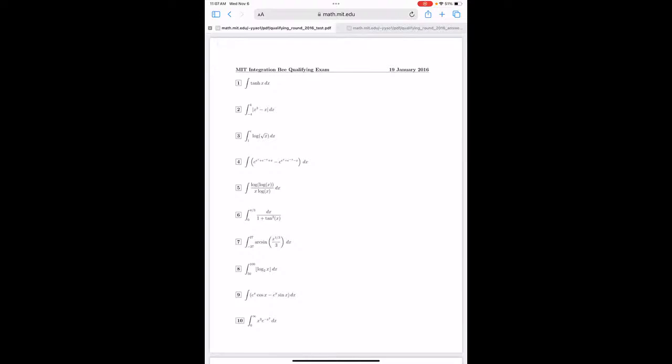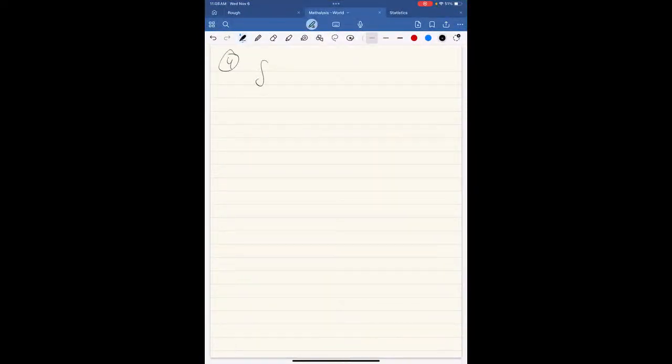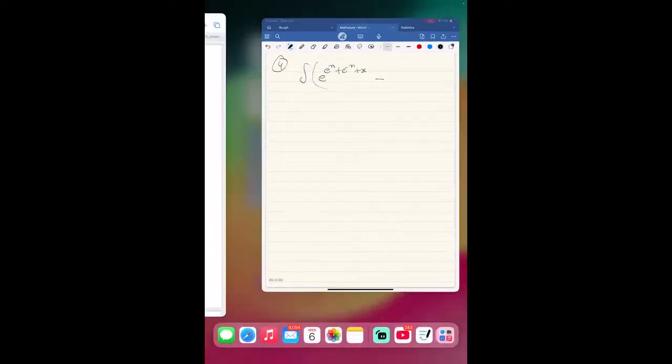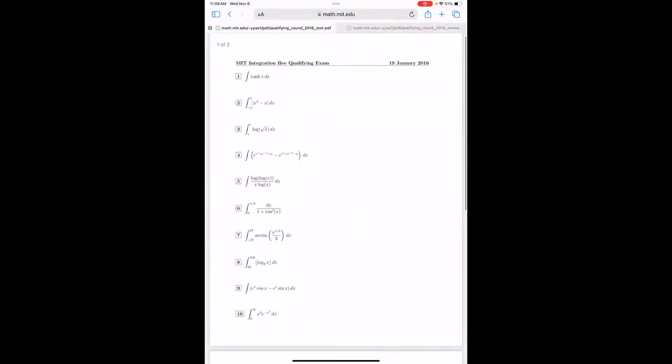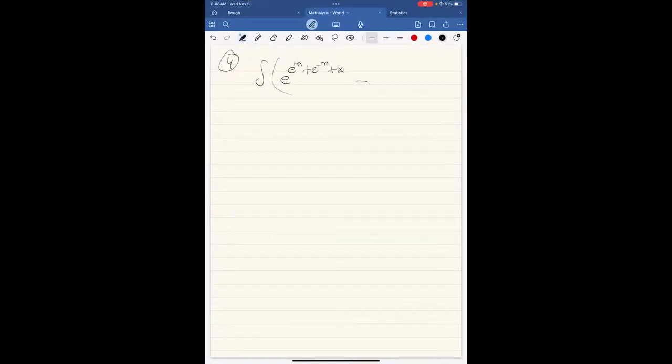Wow, the next question is awesome. Integral of e to the power x plus e to the power minus x plus x, e to the power x plus e to the power minus x. Looks good. Integral of e to the power x plus e to the power minus x plus x, is the minus in the exponent? No, it's not an exponent, I guess. Okay. Plus e to the power x plus e to the power minus x.